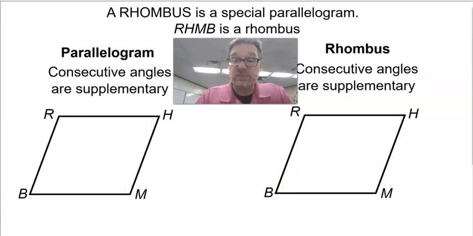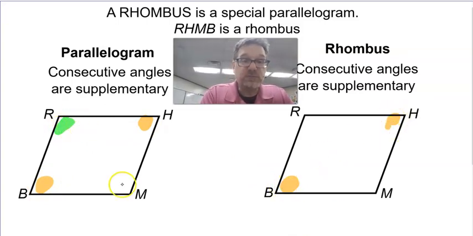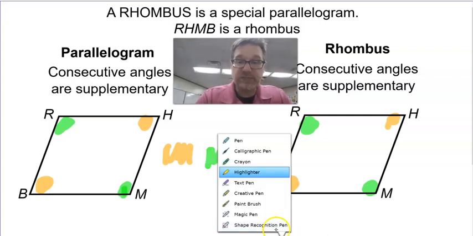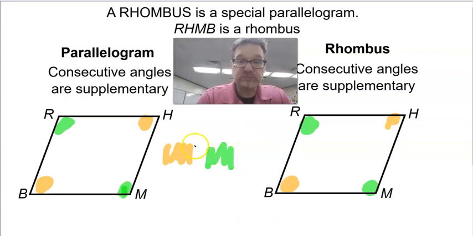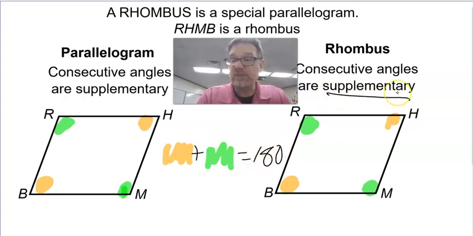Consecutive angles are supplementary. What that means is we take our angles again, and that's for both of them. Opposite angles for orange are the same, and the greens are the same. However, what this one is saying is if I take an orange and add a green, that's going to equal 180. Supplementary means a sum of 180.